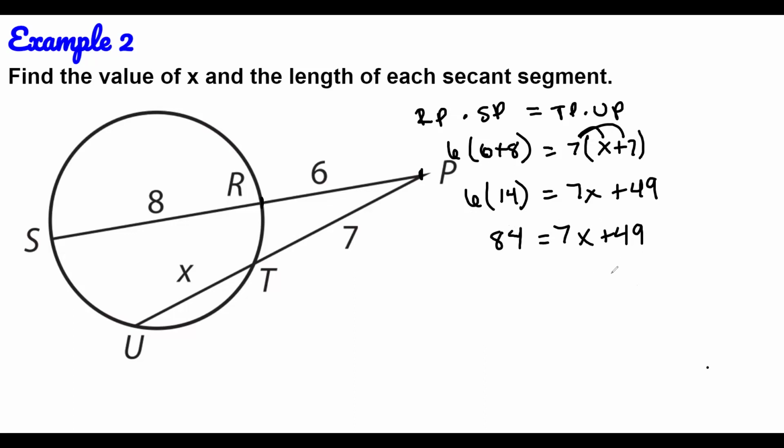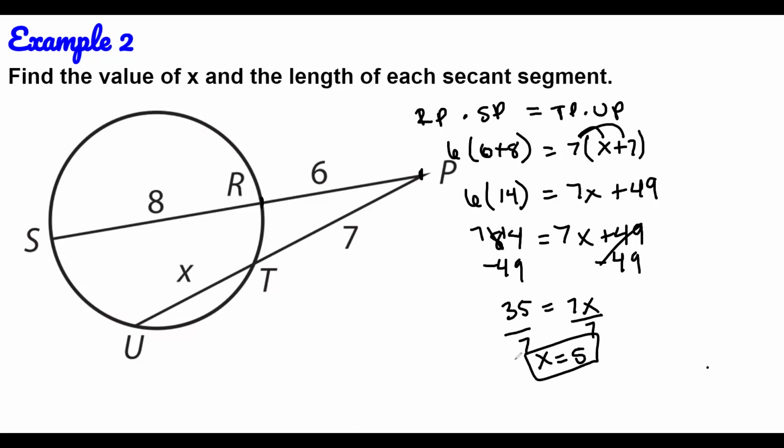Let's start with our constants. There you go. Let's subtract 49 on both sides. We're left with, again, if you need to borrow, 84 minus 49 is 35. 35 equals 7x. Last step. There you go. Divide by 7. So x should be equal to 5.